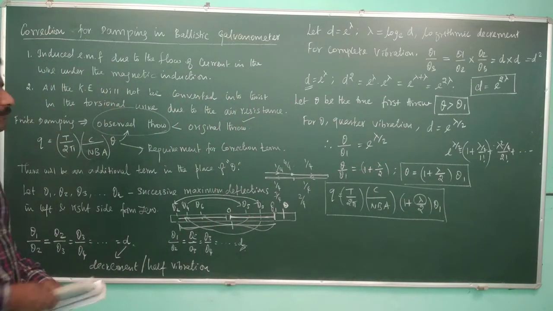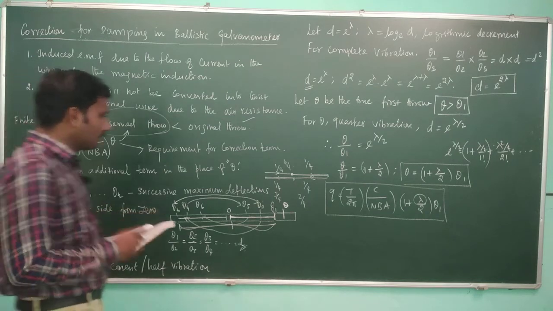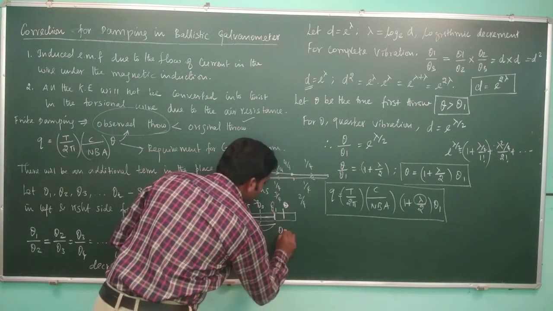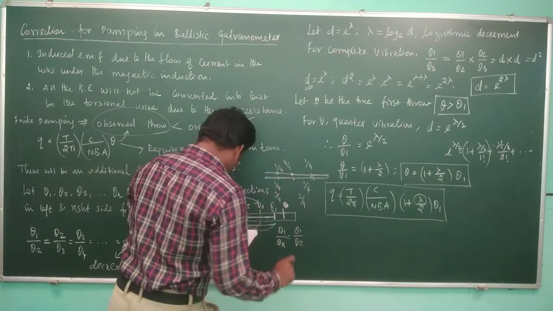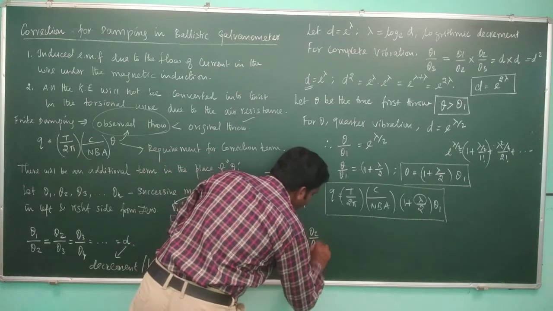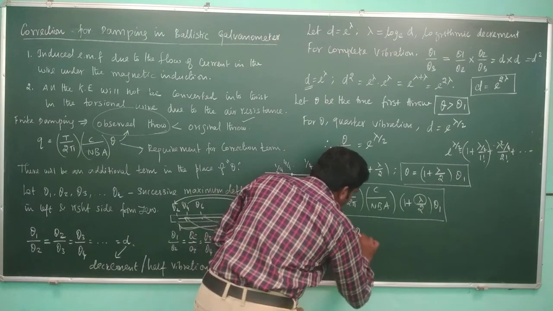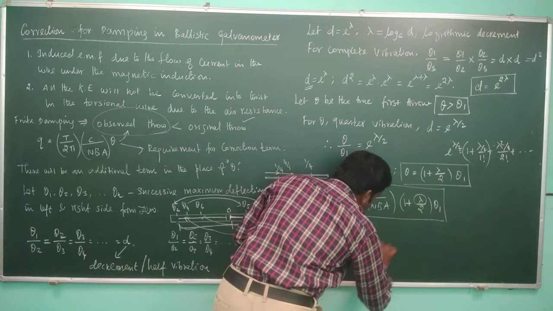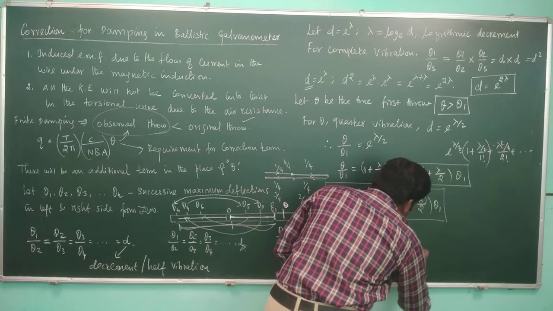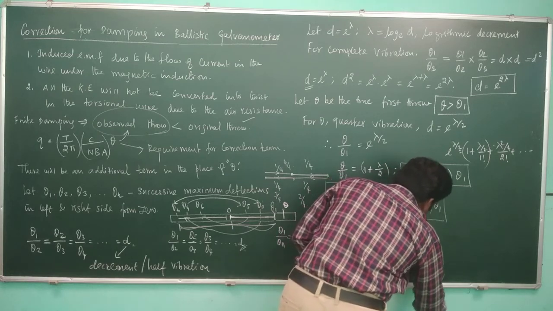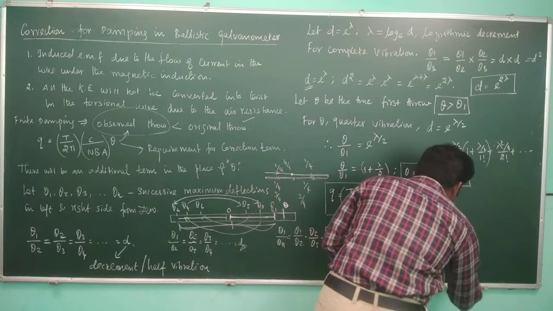If you want to calculate the value of lambda, you have to count for 11 throws. Okay, you have to calculate for 11 throws. Then you have to take the ratio, that is θ1 by θ11. How would you do that? θ1 by θ2 multiplied by θ2 by θ3, then θ3 by θ4, then θ4 by θ5 multiplied by θ5 by θ6 multiplied by θ6 by θ7 multiplied by θ7 by θ8 multiplied by θ8 by θ9 multiplied by θ9 by θ10 multiplied by θ10 by θ11.